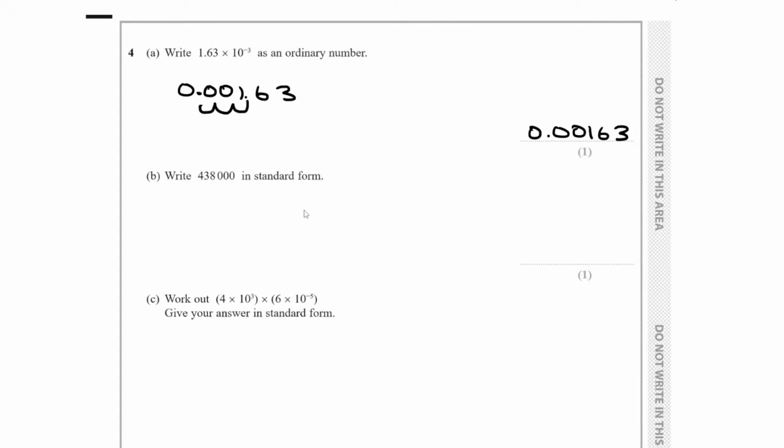Part B, we've got write 438,000 in standard form, so the opposite. Now we have to put a number between, I don't want to say 1 and 10 because it's not 10, but 1 and 9.99, so on. Either way, that would be 4, wouldn't it? 4.38. That would be within that range.